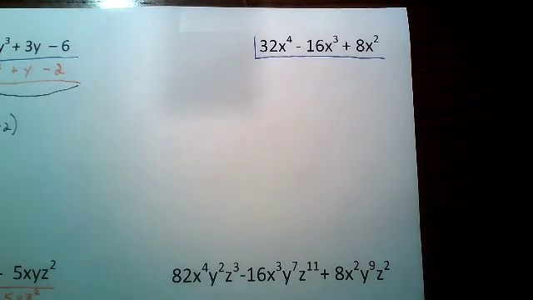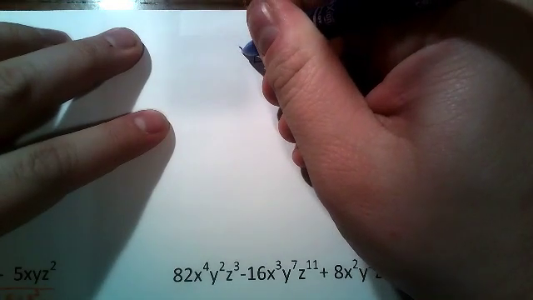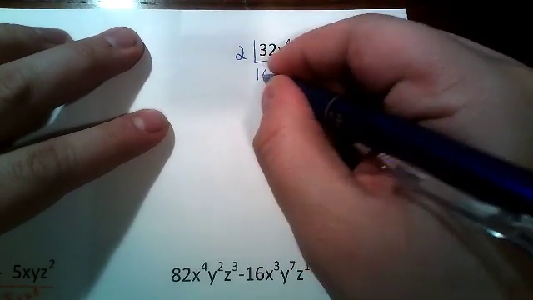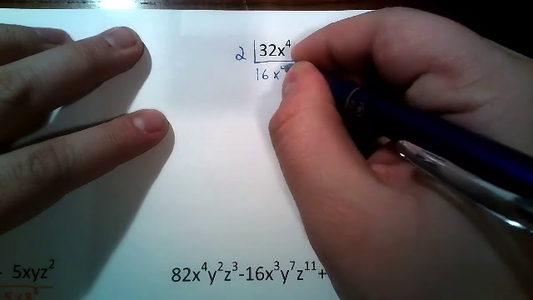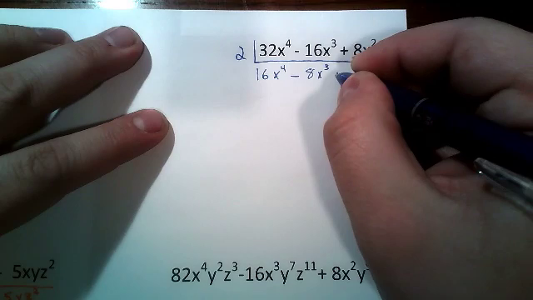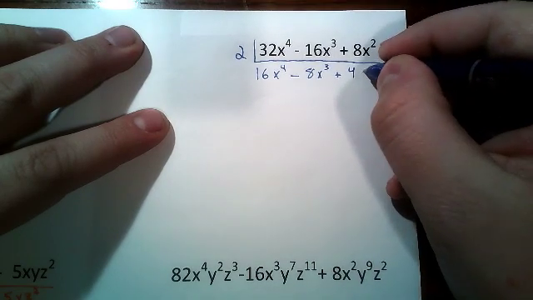And I'm thinking, well, what number do they have in common? Well, I know they're all even, so I could take out a 2. So let's do that. And I take out a 2, and this becomes 16x to the fourth minus 8x cubed plus 4x squared.